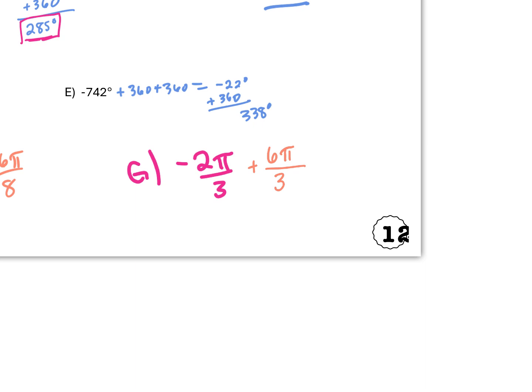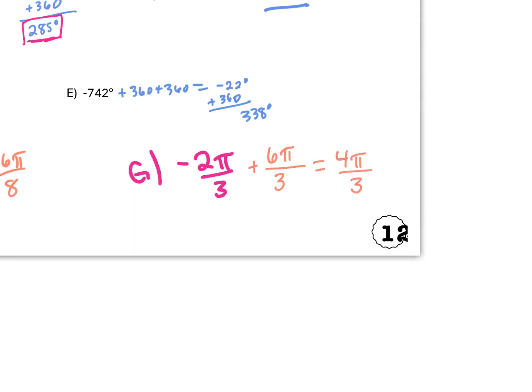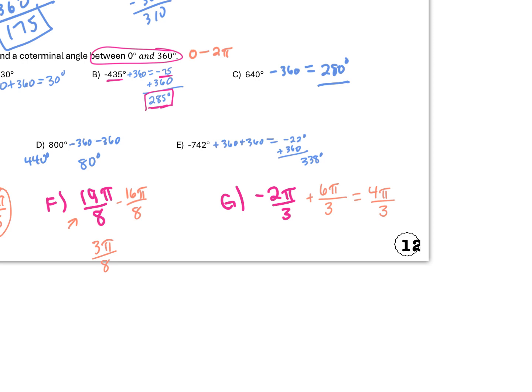So we're going to add 6 pi over 3. So what does that give us? That gives us 4 pi over 3. So that would be the coterminal angle that's between 0 and 2 pi. Okay?